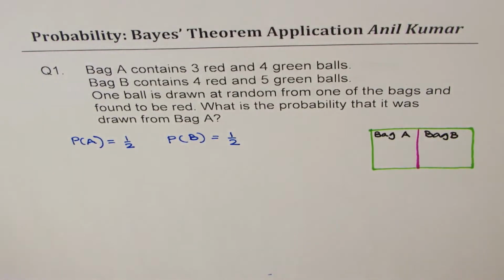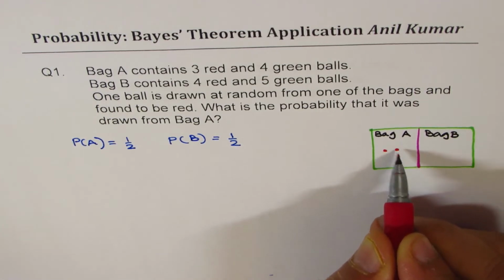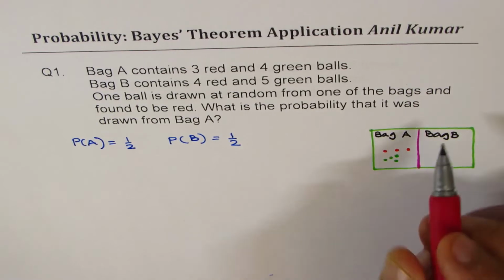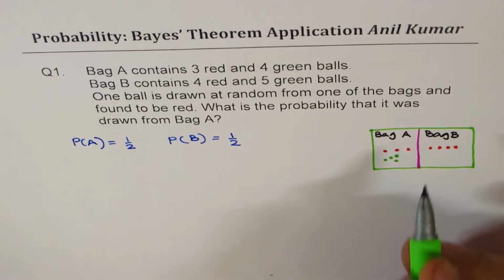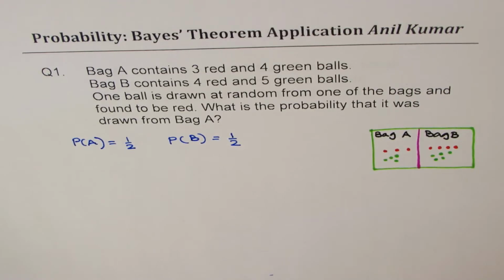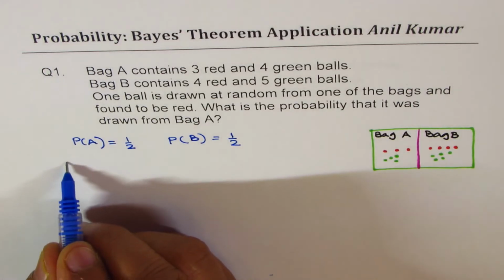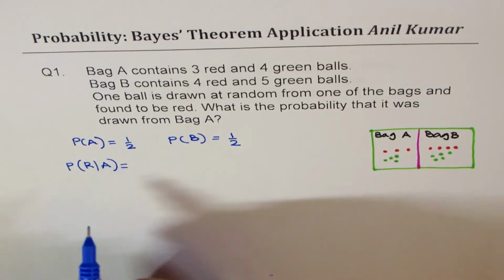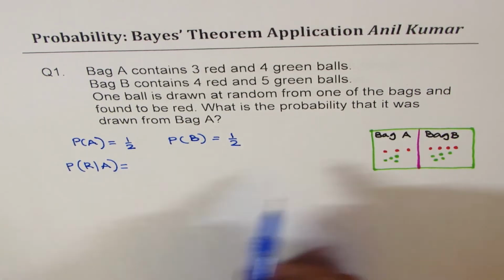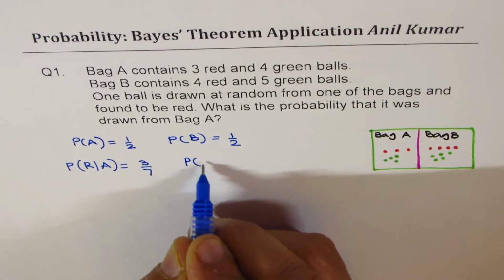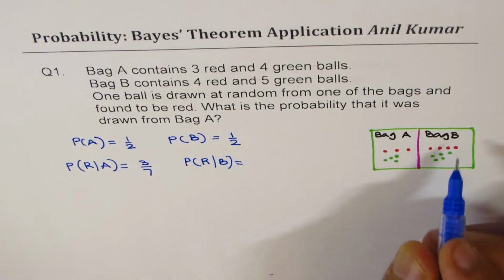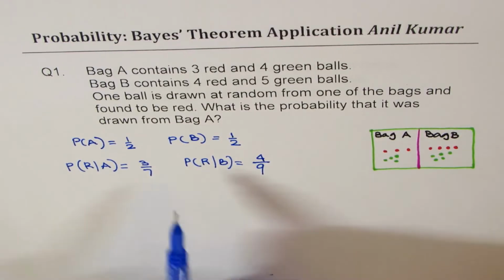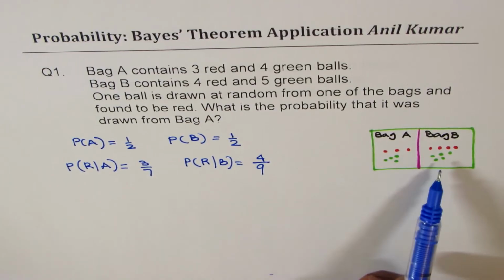Now in each bag, we have some red and green balls. So let me draw in the balls, which is 3 red and 4 green. In the second bag, we have 4 red and 5 green. Now the probability of drawing a red ball from bag A is 3 out of 7, right? And the probability of drawing a red ball from bag B is 4 out of 9, since there are 9 total balls, out of which 4 are red. So that becomes the probability of drawing a ball from each one of them.